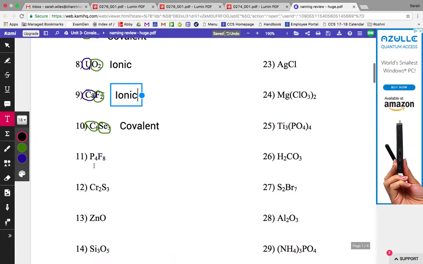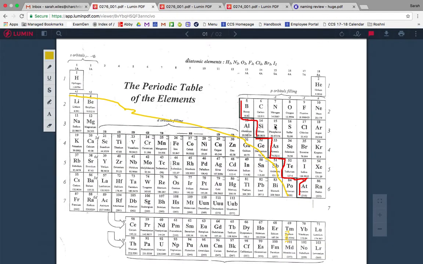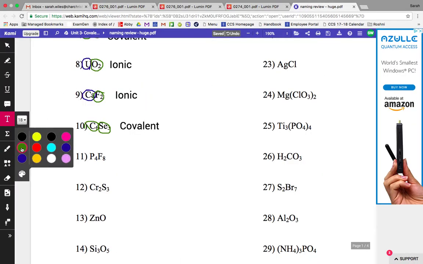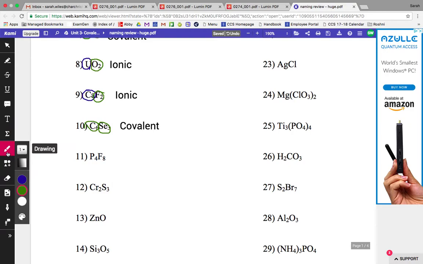P4F8. Only 2 capital letters. When there's only 2 capital letters, you go to the periodic table to determine if they are metals or nonmetals. P is to the right of the staircase. F is to the right of the staircase. They are both nonmetals. Nonmetal is covalent.